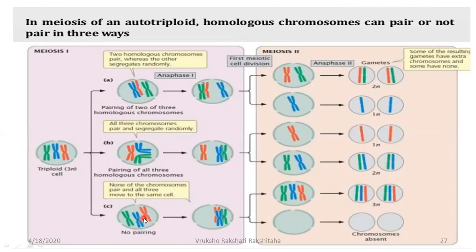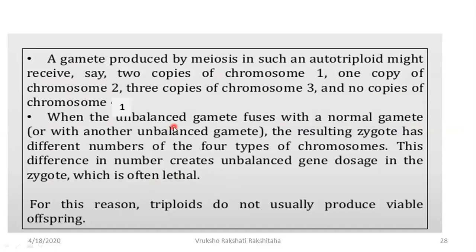Now the third possibility is where all three chromosomes are not showing pairing, there is no pairing at all. So here these chromosomes are free to move to any pole. If by chance all three chromosomes move to one particular cell, then in the other cell there will be no chromosomes at all. This will give rise to triploid gametes, whereas the other gametes will not have any chromosomes at all, and this is lethal. So you have thus seen that in meiosis of an autotriploid, the homologous chromosomes can pair or may not pair in three different ways. This is the same explanation.